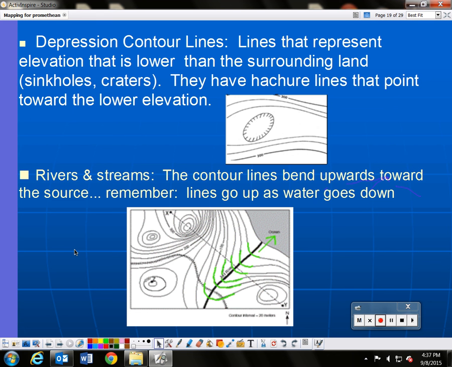Rivers and streams, you can always tell where those are because, do you see what my green lines are doing here? The contour lines bend upward towards the source of the river. So the contour lines bend up as the water rushes down.